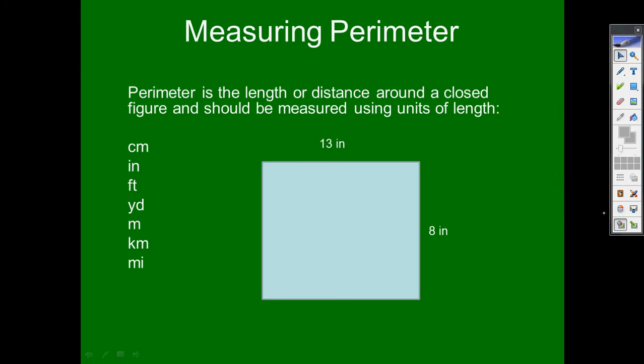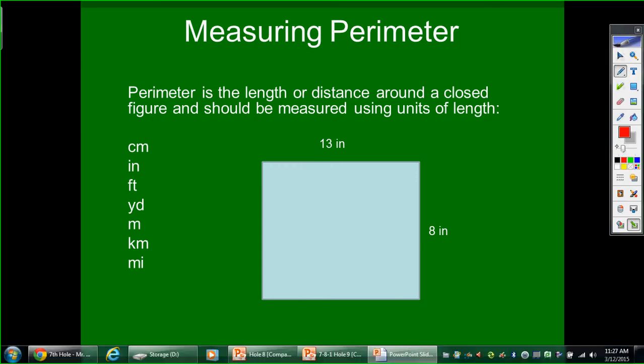Looking at perimeter, perimeter is the distance or the length around the outside of an enclosed polygon. And we measure perimeter using units of length. You can choose either standard or metric: centimeters, inches, feet, yards, meters, kilometers, or miles. And each one of these would be taken to the first power, because we're only talking about one dimension when we measure length.